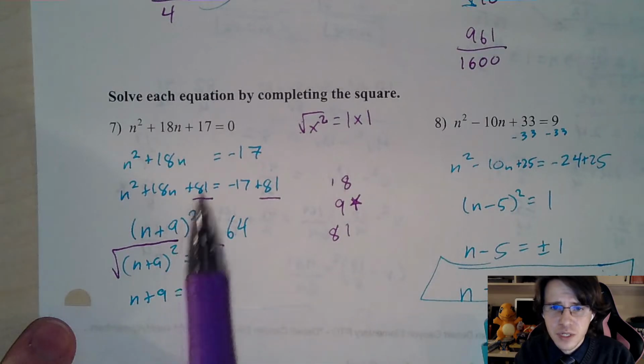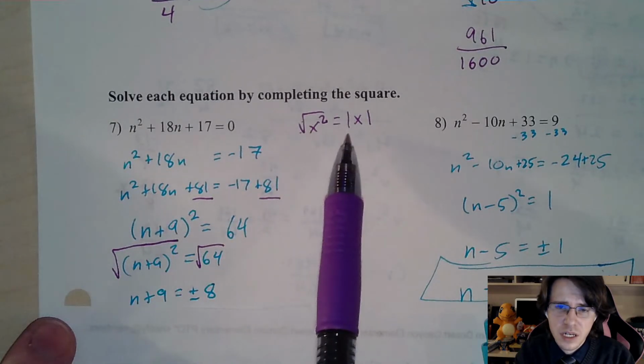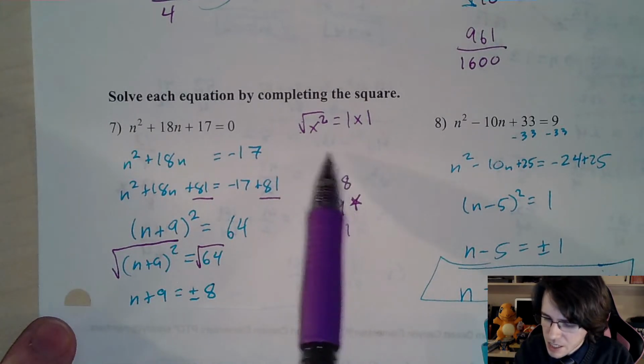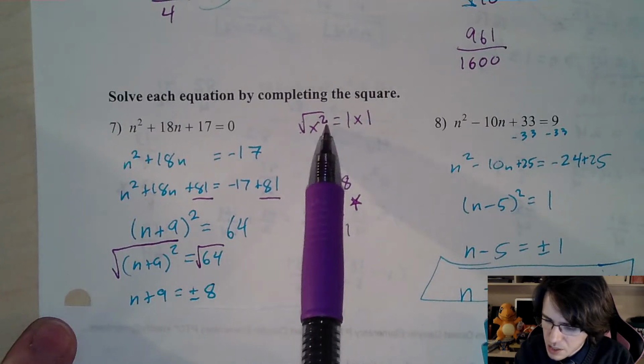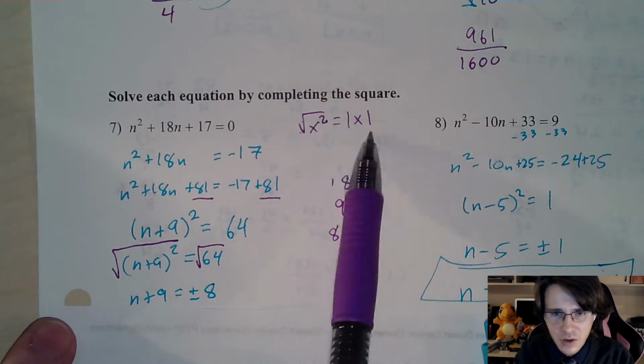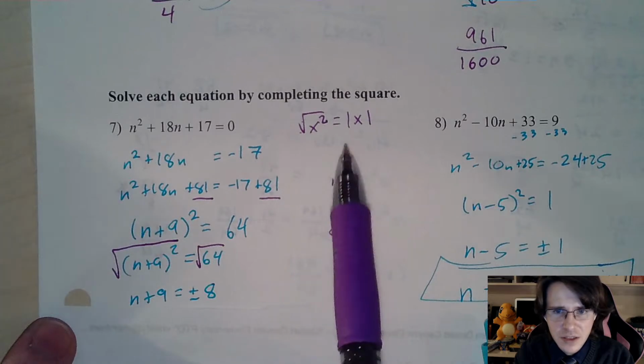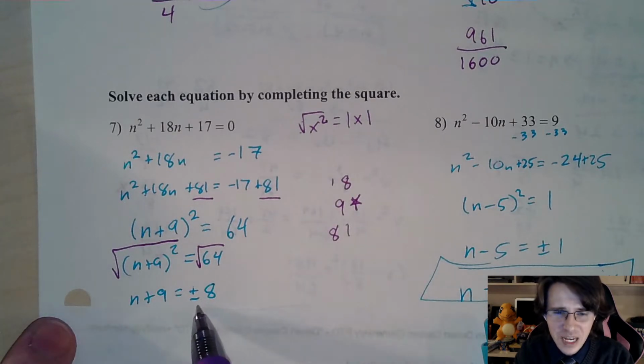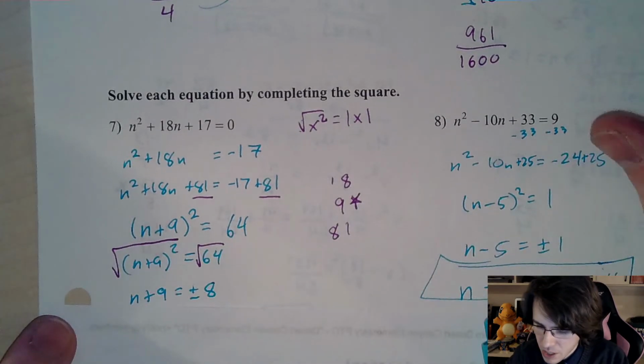The square root of both sides of the equation, you get the square root of x squared, and that's going to give you the absolute value of x. The idea is the square root symbol and the square cancel out completely, and you get just the x by itself. The absolute value reminds you that it's plus and minus at the same time. So you get n plus 9.